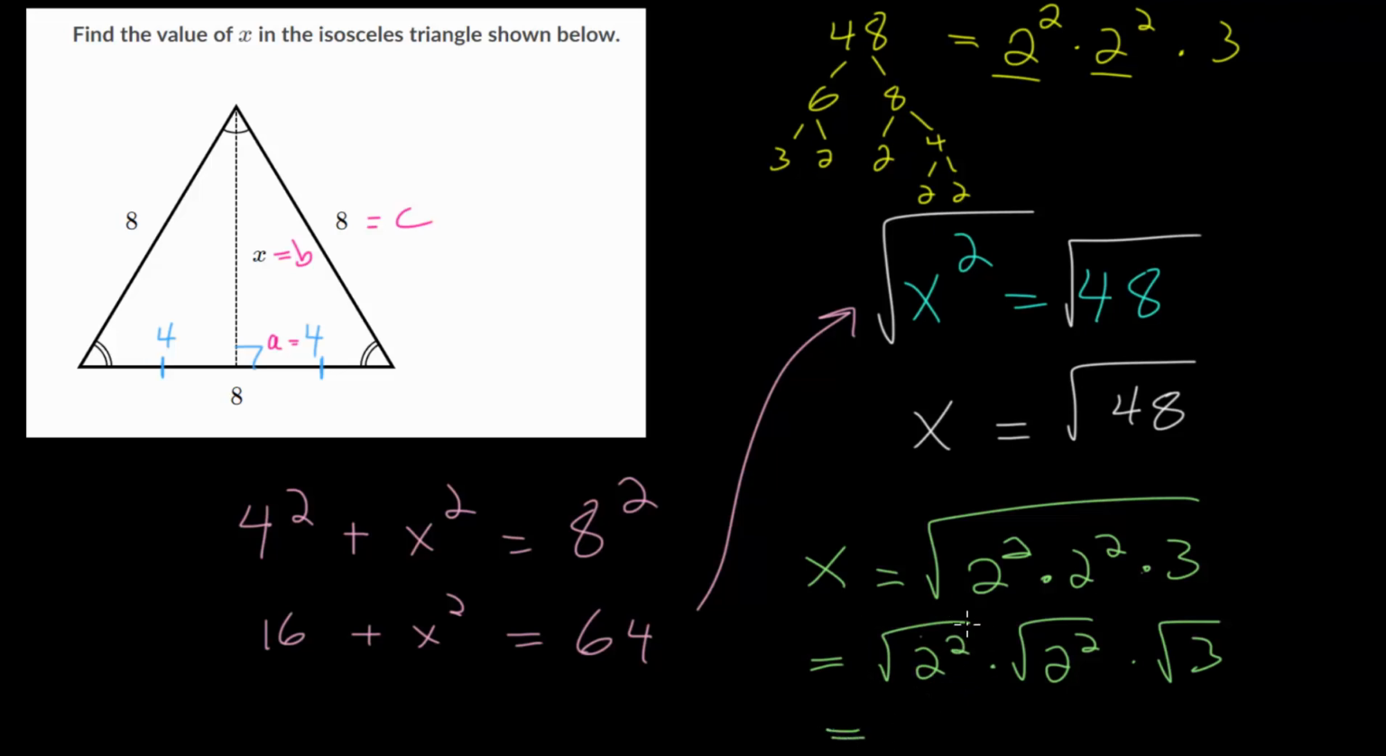So the square root of 2 squared, or the square root of 4, is just 2. Notice square root and squared canceled each other. This is also 2, and then the square root of 3, that wasn't able to be paired up. So we can't actually find a whole number answer to this. So we're just going to leave it as the square root of 3. And 2 times 2, that's 4. So our answer in its most simplified form is 4 times the square root of 3.